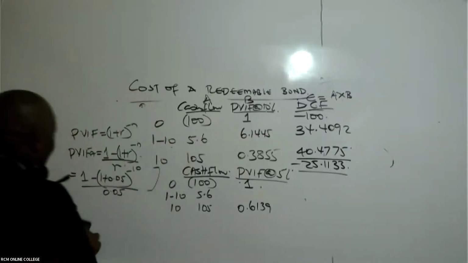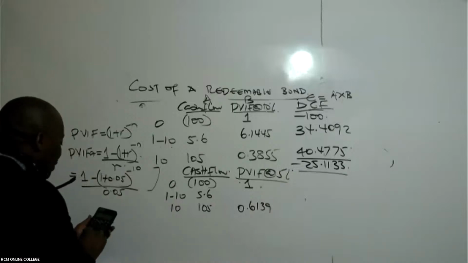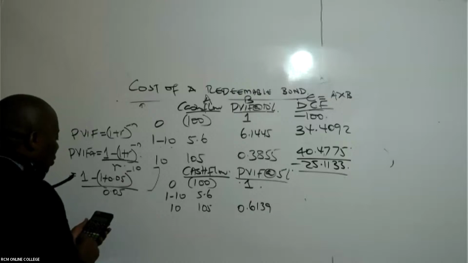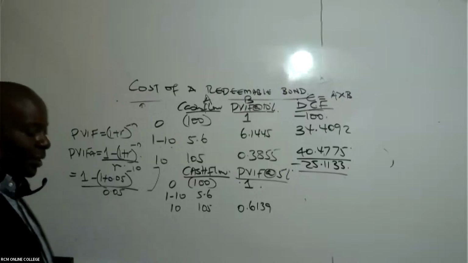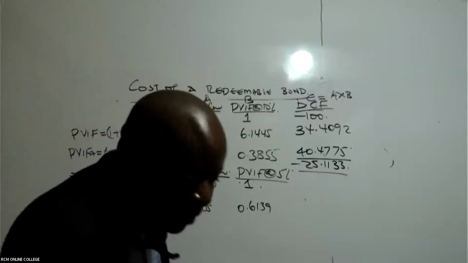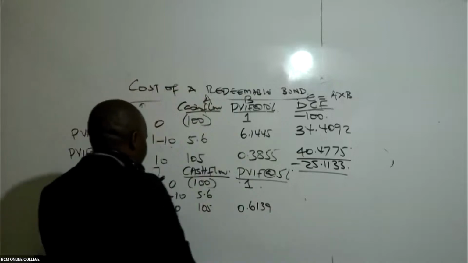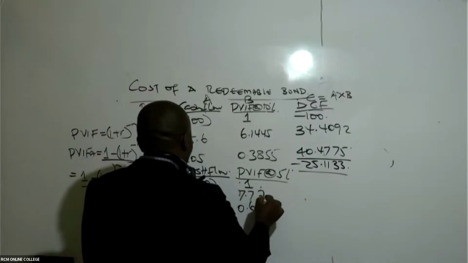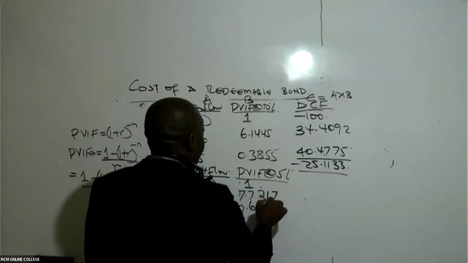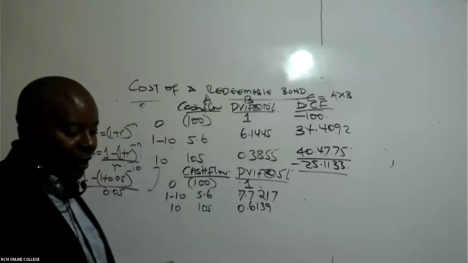So it will be 1 minus 1.05 raised to -10. I say equals. Whatever I get, I divide by 0.05. Is there somebody who's getting 7.7 something? Yeah, PV5 is 7.72117.